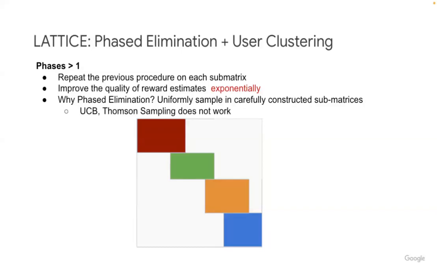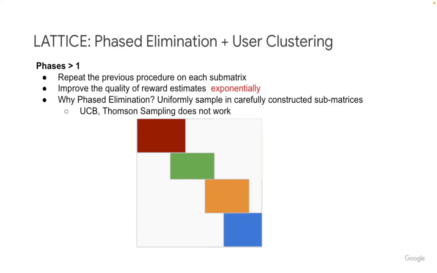So now the question is, why phased elimination? As a matter of fact, this brings me to your question. Why not a variant of UCB or Thompson sampling? And the reason is, again, the offline low rank matrix completion. It turns out that it works only when the partial set of noisy observations are distributed uniformly across the entries.